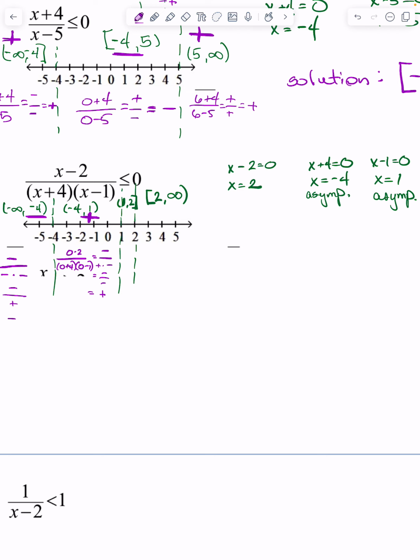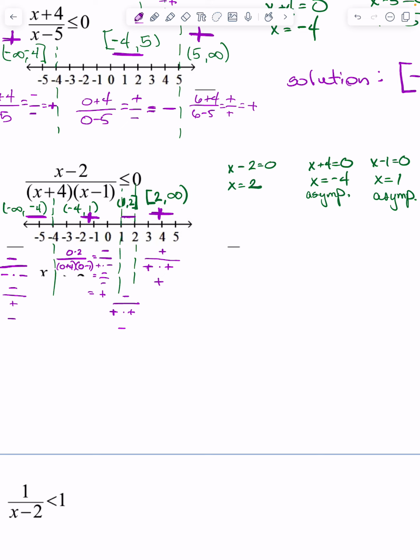I'm going to do 3. 3 minus 2 is positive. 3 plus 4 is positive. 3 minus 1 is positive. I got a positive divided by a positive, so we're positive over here. And as much as we want to just assume this is negative, I can't. I'm going to use 1.5. 1.5 minus 2 is going to be negative. 1.5 plus 4 is going to be positive. 1.5 minus 1 is going to be positive.